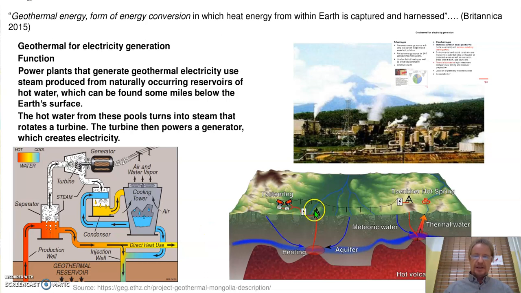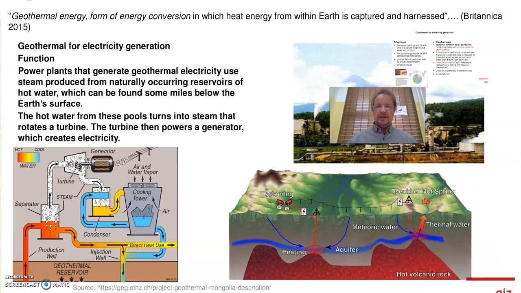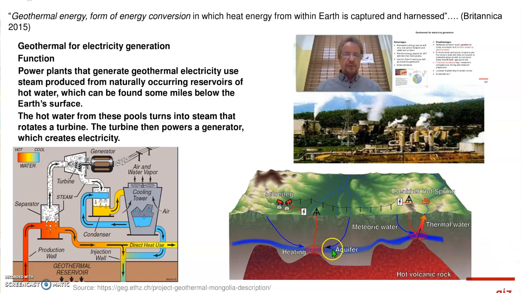So the idea is actually to drill down to an aquifer which is very close to a hot volcanic rock, and the heat source should be above 120 centigrade. From the drilling, in a piping, the hot water will be piped to a geothermal plant, and there it will generate electricity. It can also be used for district heating.